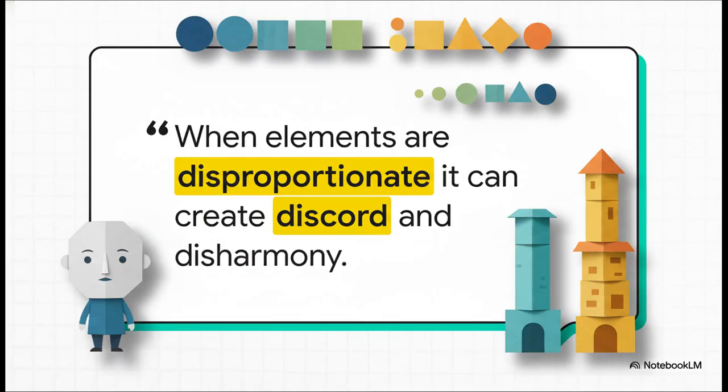Next up, we have proportion, which is just the relationship between the sizes of different elements. And this quote from Superside really just hits the nail on the head. When the proportions feel right, the whole design just sings. But when they're off, it can feel, well, just wrong. It's why a cartoon with a tiny head on a giant body is funny. It's deliberately messing with our sense of proportion.